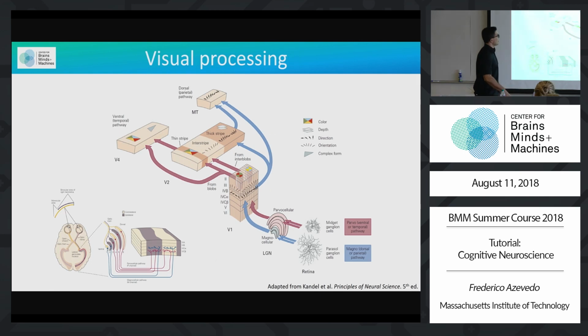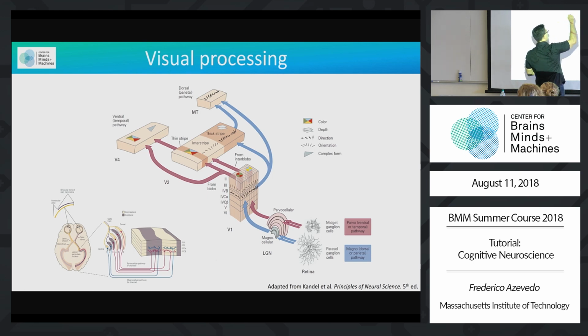So Francisco already told a little bit about the visual processing. Basically, very simple. The information reaches the retina and then goes to the LGN, the lateral geniculate nucleus, and then V1, V2, and here you can see the dichotomization that I was talking about. So there is the dorsal pathway and the ventral pathway.